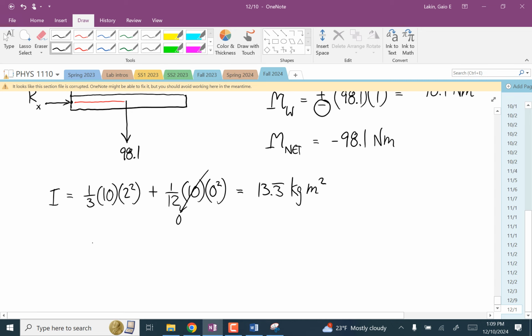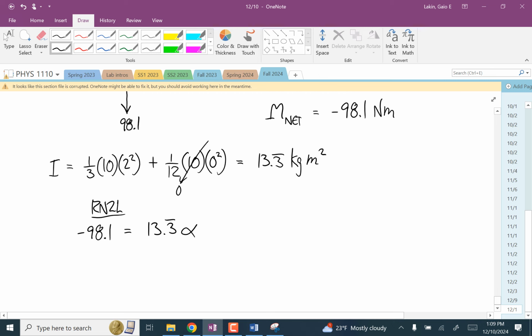And now put it all into rotational Newton's second law, and you get negative 98.1 is equal to 13.3 repeating times alpha. And so alpha is equal to negative 7.36 radians per second squared.